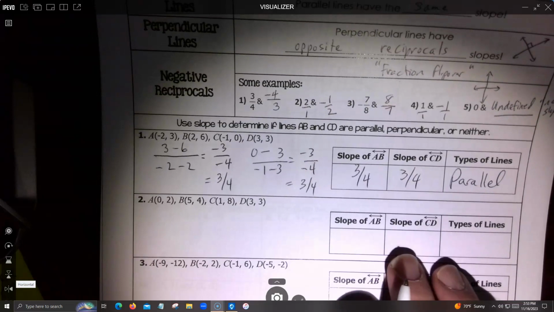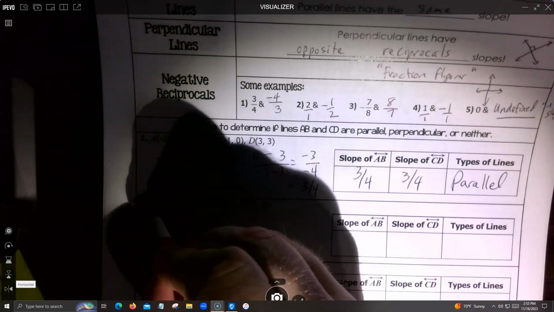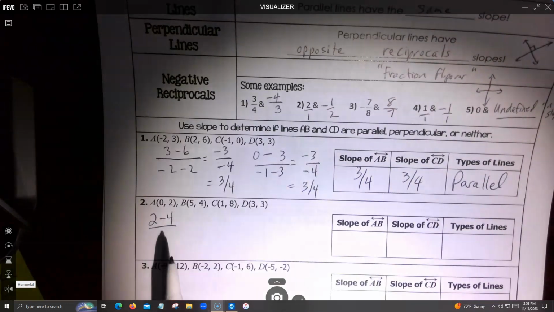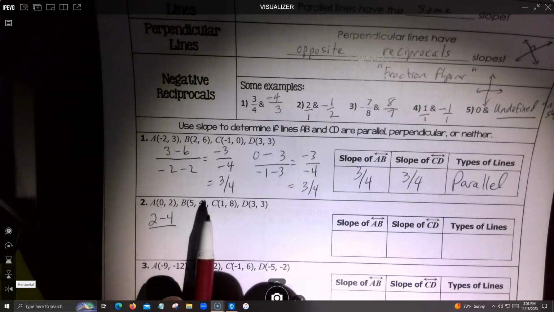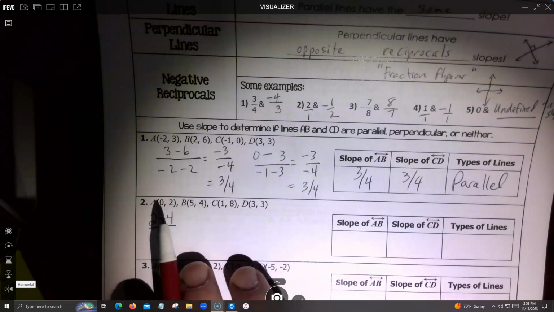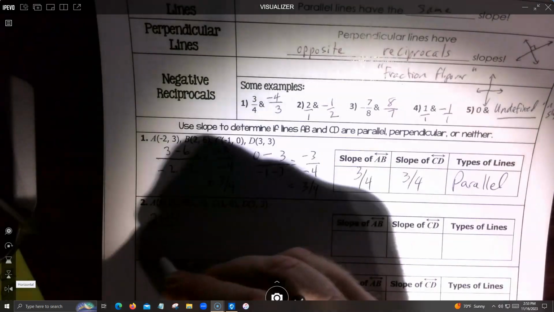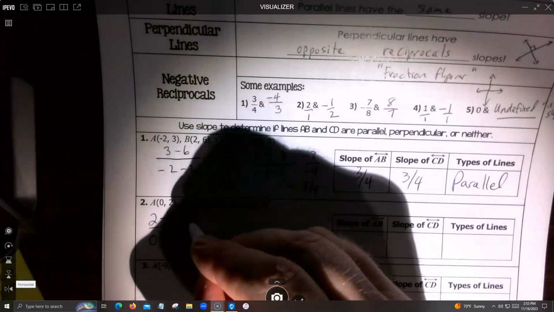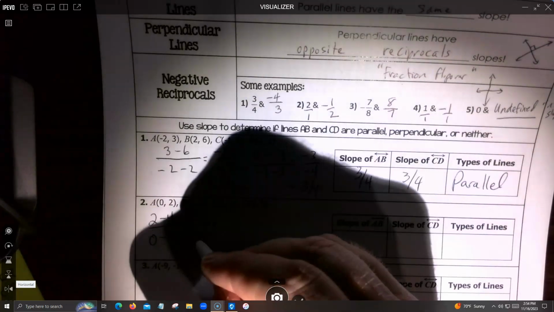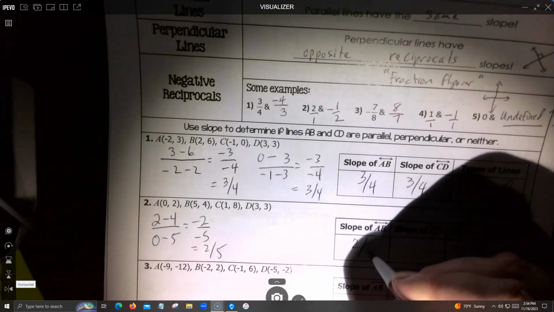Again, doing the same thing all the way down the paper. I'm going to do A to B. Order doesn't matter as long as you stay consistent. So if you go from this point to this point, make sure you do the same thing with the x's. It's your choice if you want to go backwards. I hate going backwards because it messes with my mind, so I tend to always go from left to right. So if I'm doing 2 minus 4, I have to do 0 minus 5. 2 minus 4 is negative 2, 0 minus 5 is negative 5. So 2/5 is the slope of my first one.